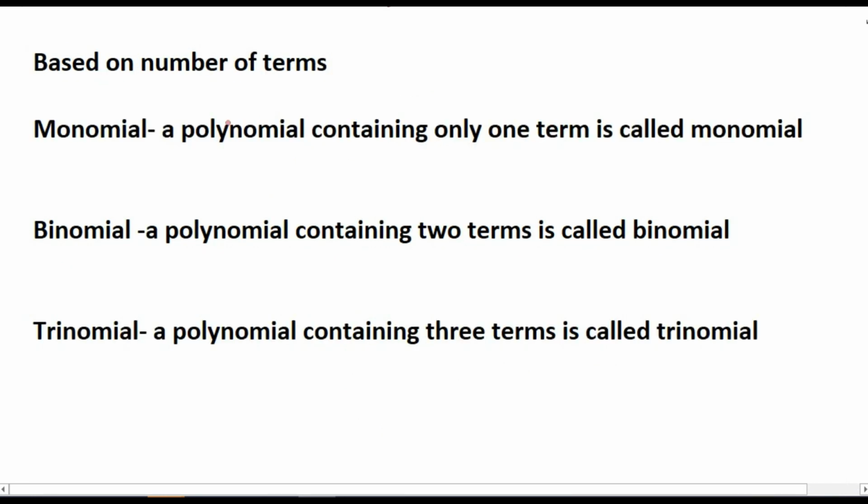Now based on number of terms, polynomials are classified as monomial, binomial, and trinomial. A polynomial containing only one term is called a monomial. For example, 5, we can say that is a monomial. 3x, this is also a monomial. 3xy divided by z, this is a monomial.